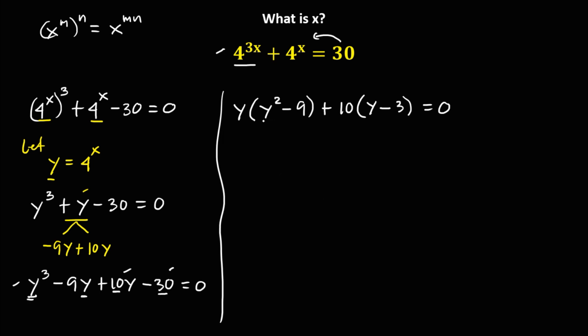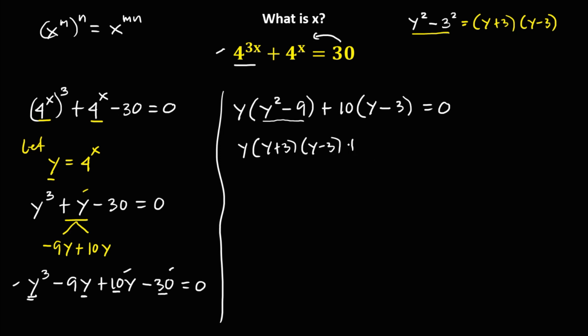Then from this y to the power 2 minus 9, we can rewrite this one as y to the power 2 minus 3 to the power 2. So we have now the difference of two squares, and to factor this, that's y plus 3 times y minus 3. So this becomes y times y plus 3 times y minus 3, then plus 10 times y minus 3, then equals 0.